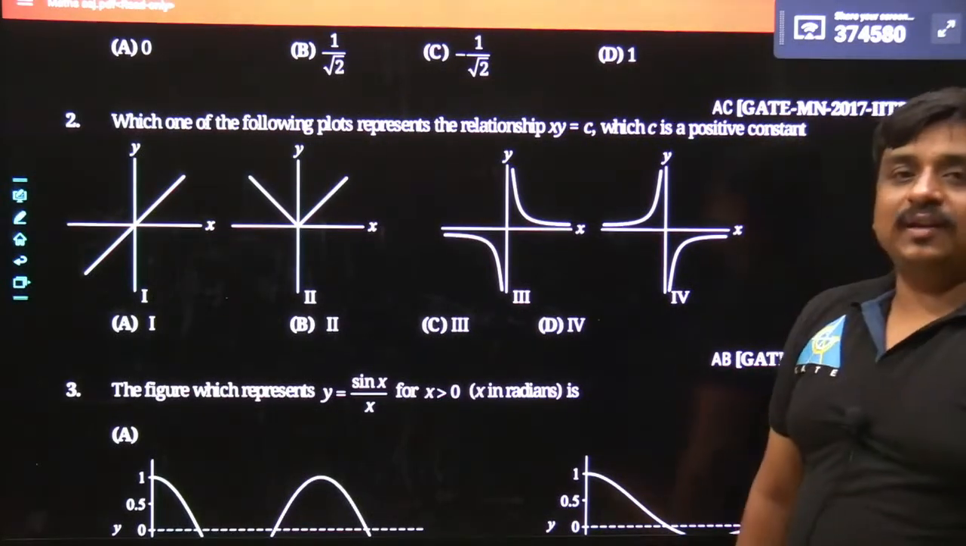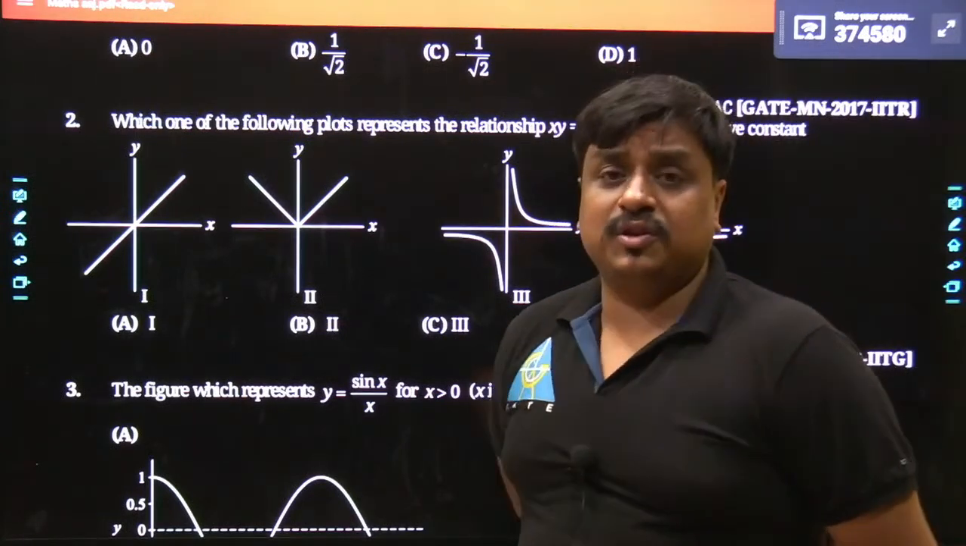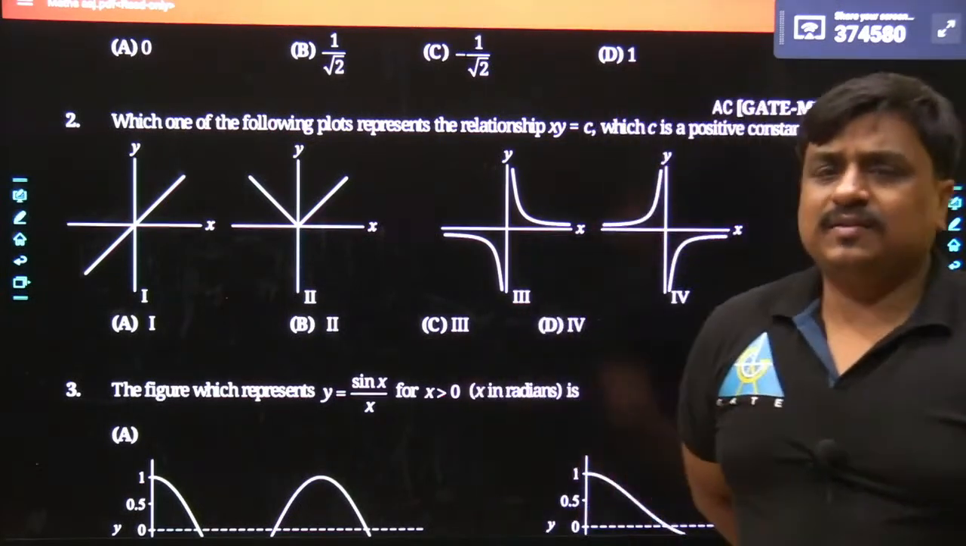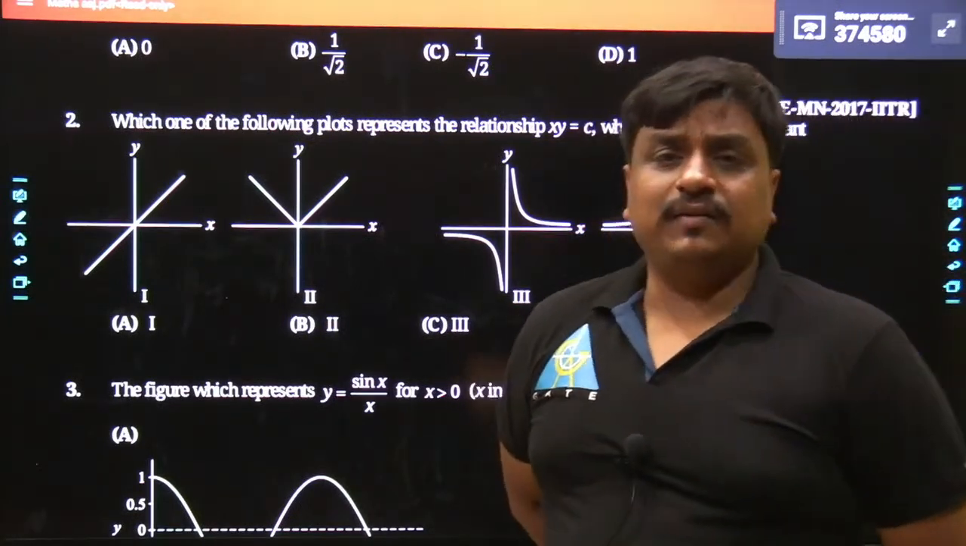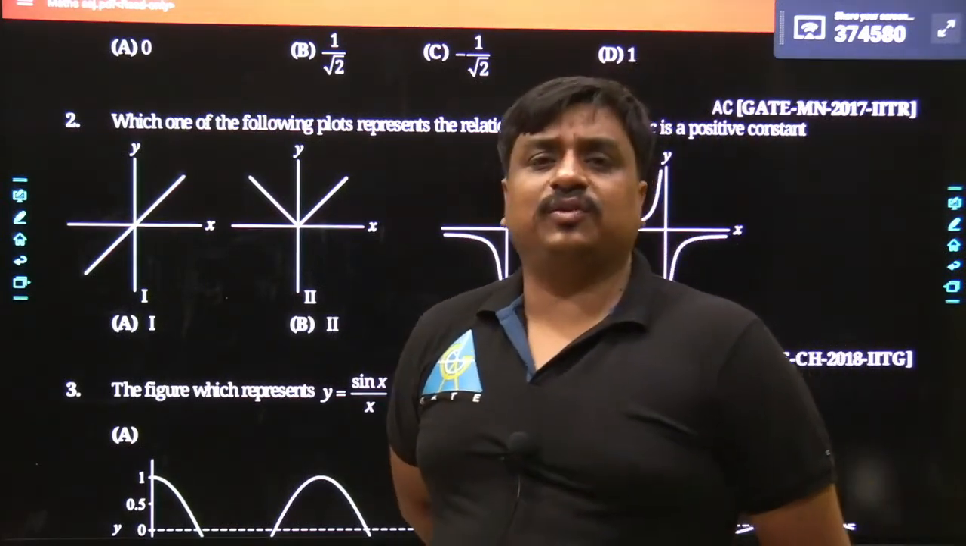Anyways, if you discuss the equation of a straight line, there are several ways through which it can be represented, starting from y equals mx plus c, and y minus y1 divided by y2 minus y1 equals x minus x1 divided by x2 minus x1.